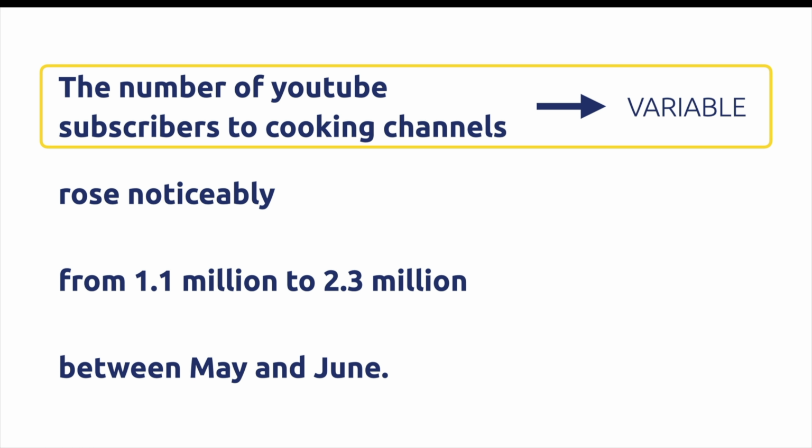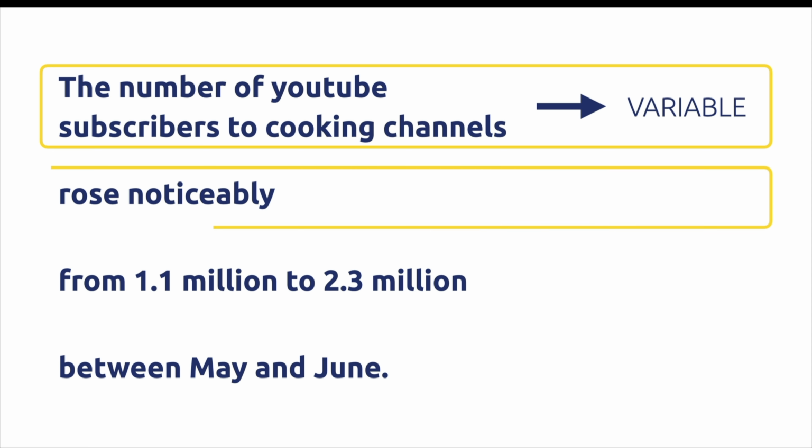Now, let's break this trend sentence down. There are 4 components of a trend sentence. The first component is the variable. And the variable is the phrase that describes the category that you are writing about. The category might be a line or column if it is a table, or in a line chart it's going to be one specific line that you are writing about. In this example, the variable is the number of YouTube subscribers to cooking channels.